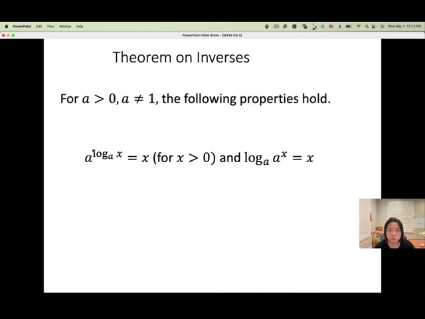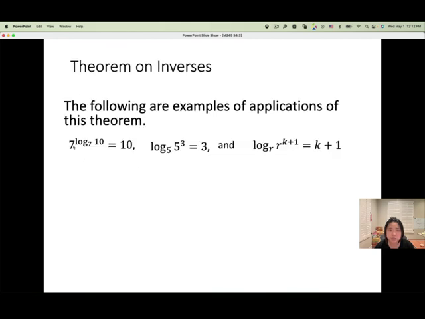Okay, this one you could use as a formula. Okay, when you have a to the power of log base a of x, that will be equal to x. Just like this guy, 7 to the power of log base 7 of 10, that's equal to 10. And this one, log 5 to the power of 3 equals 3. And this is a log base a of r to the k plus 1. That's the exponent, so you could put it in the front.